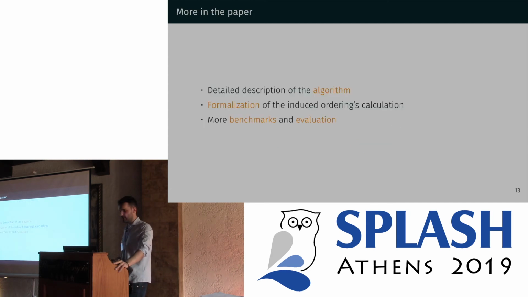So there is more stuff in the paper. I encourage you to read the paper. There's a detailed description of the algorithm. There's a formalization of this induced lock ordering that we have, and we also have more benchmarks and evaluation. The gist of the benchmarks is that Laper can be exponentially faster, while only polynomially slower when there are no critical section commutes.